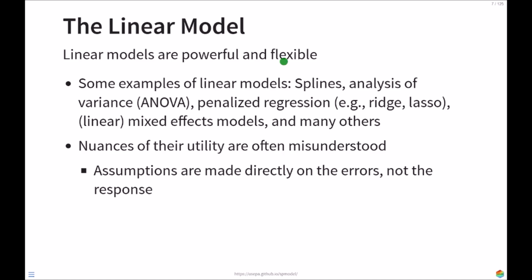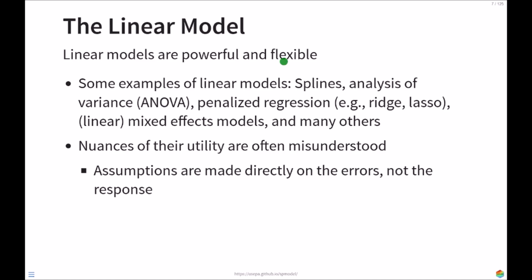So the nuances of their utility are often misunderstood, and there are certain situations where I notice people think they can't use a linear model, but actually a linear model is a really good tool to solve their problem. So I think one of the reasons for this is that assumptions in a linear model are actually made directly on the errors, not the response. So we would think about our errors being Gaussian as one particular assumption, not necessarily the response. It would be the response given the explanatory variable. So just a little bit of nuance.